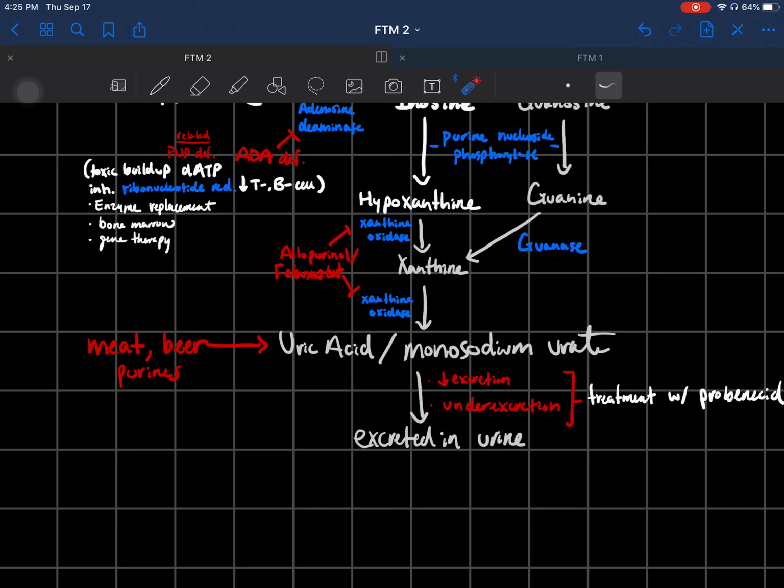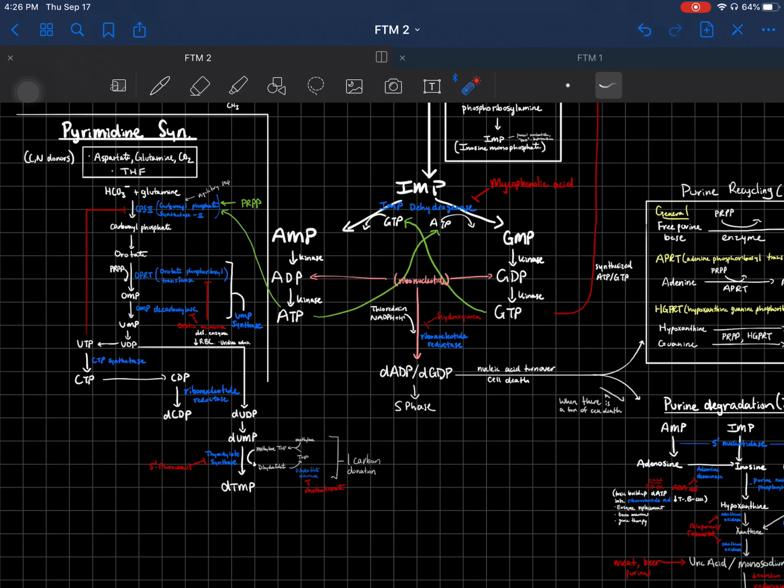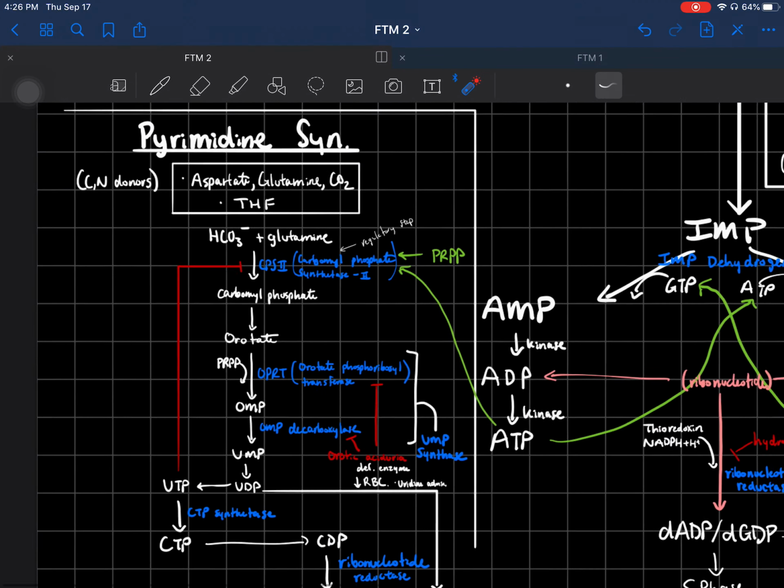So that's going to lead to an abundance of uric acid in your system, and for many people, they can't excrete it quickly enough. So as a result, you can have gout. In addition, if you have decreased amounts of excretion, or under excretion, that can also be detrimental in leading to gout. Okay, and you can treat that with this probenecid type of drug. All right, so that's going to be your entire purine synthesis and degradation pathway.